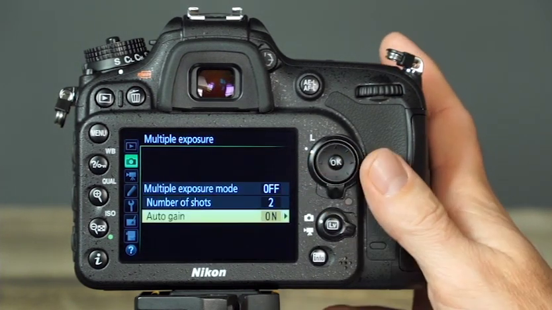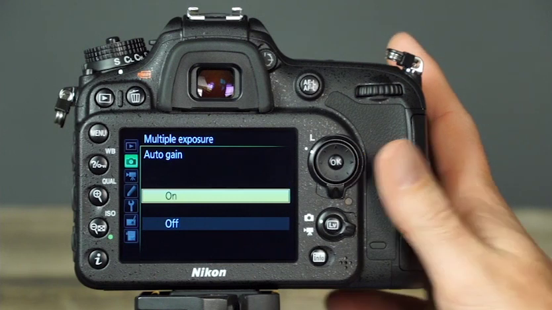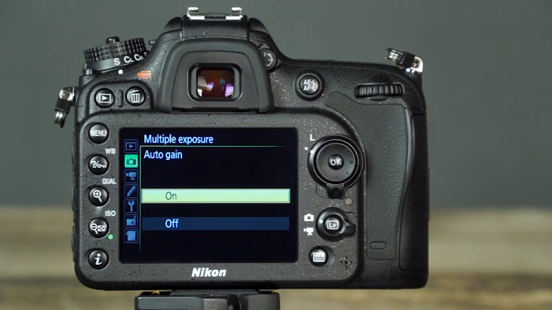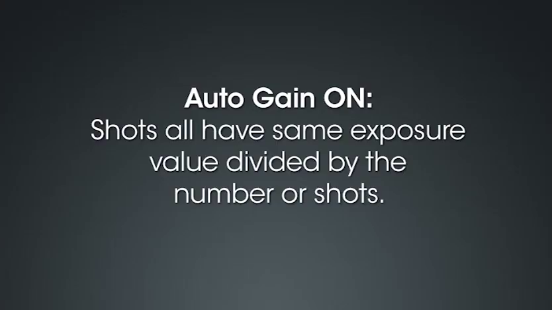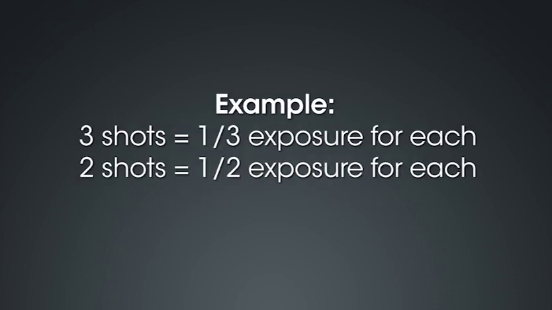The bottom menu item is the Auto Gain option. The gain determines how much adjustment to exposure the camera makes for each shot. If you want to have the exact same exposure value for each shot, auto gain should be set to on. When the auto gain is set to on, the camera will use the exact same exposure value and automatically divide that exposure based on the number of shots. For instance, if the number of shots is set to 3, the exposure adjustment would be 1/3.